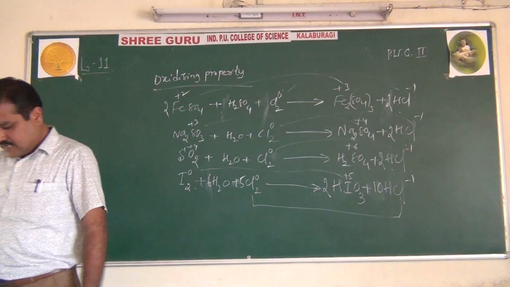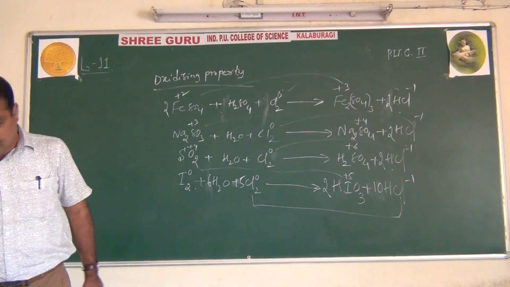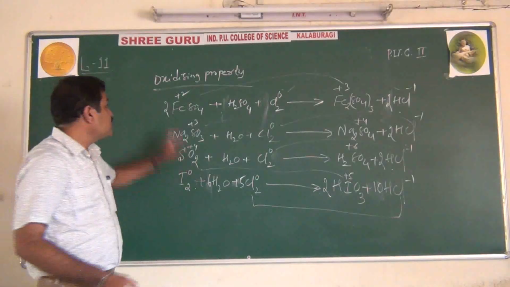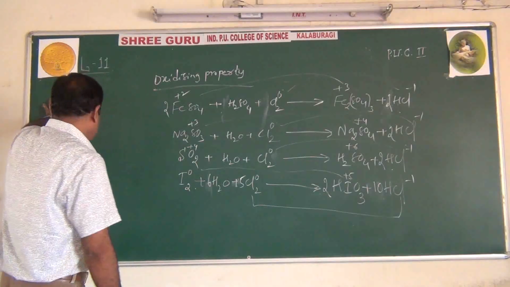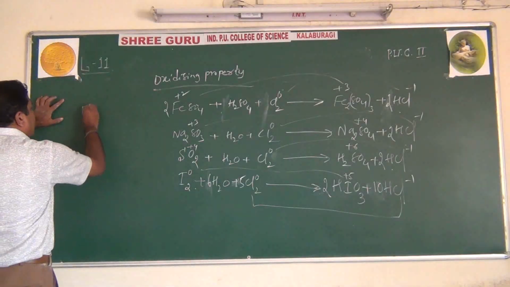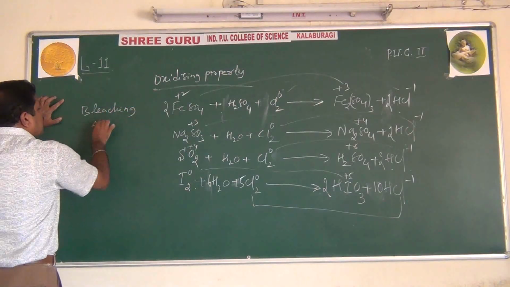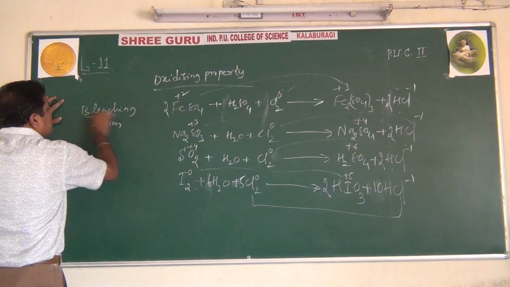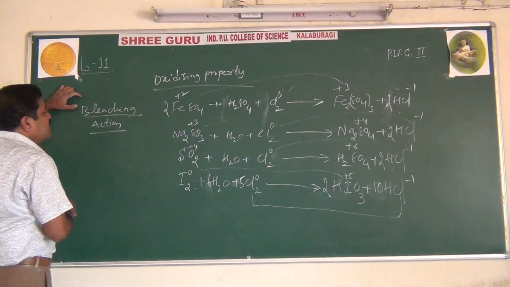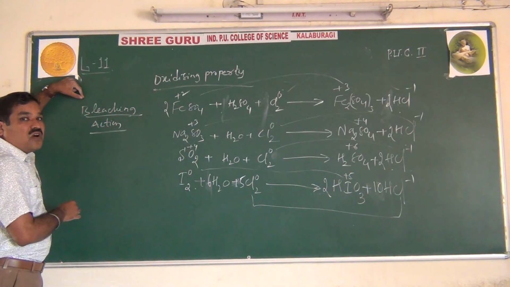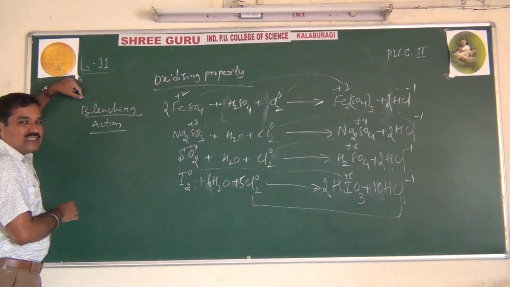Itself to HCl. Now, chlorine is not only known for its oxidizing property, but also for its bleaching property. It's known for its bleaching action. See, it's a powerful bleaching agent and it has permanent bleaching due to what? Due to oxidation, in the presence of water.